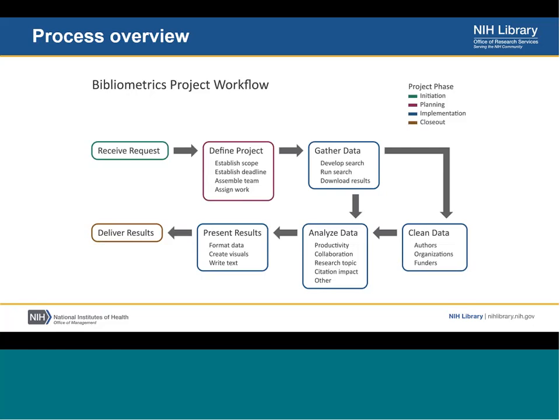So let's delve into each one of these steps to talk a little more about what actually happens. In defining the project, when we get an email request, they range quite a lot in the amount of detail they're asking for. Sometimes they ask us for the H-indexes of 2,000 people, or they might say they want to evaluate their training program, or they want to evaluate the research that's come from a particular laboratory. So they can be very specific, or they can be very broad. It really depends on the actual customer.